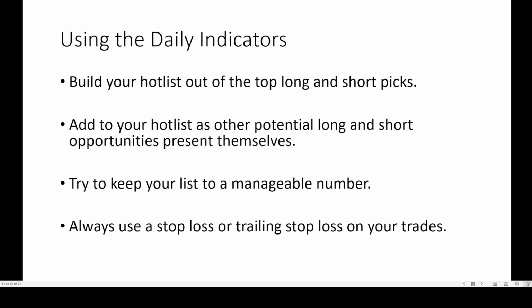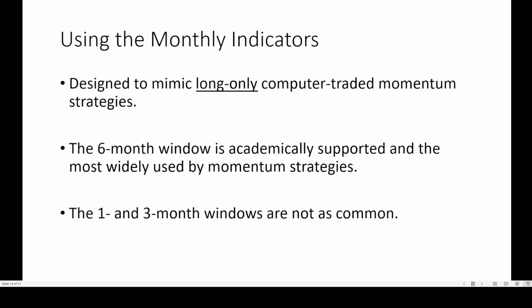Again, if you're not comfortable shorting, you shouldn't. So focus on the long opportunities, but if you're comfortable doing both long and short, then you can use Momentum Timer Pro to build your list accordingly. You want to try to keep your list to a manageable number and always use a stop or trailing stop loss on your trades. Now let's take a look at the monthly indicators, as these were designed to mimic long-only computer-traded momentum strategies.